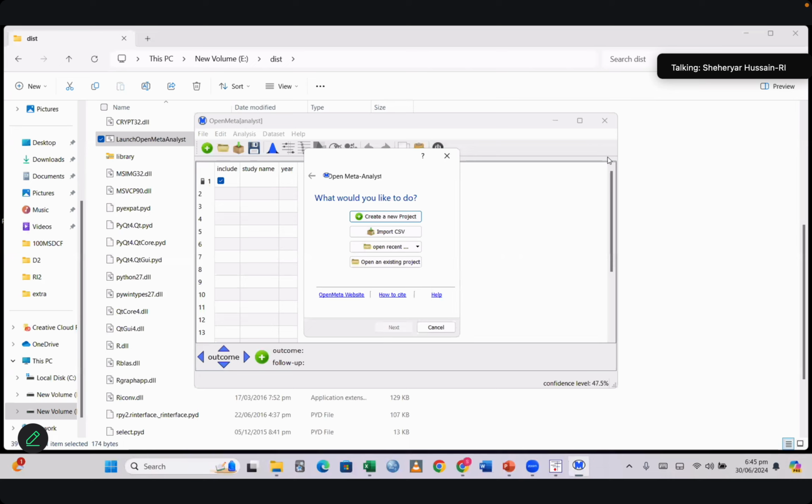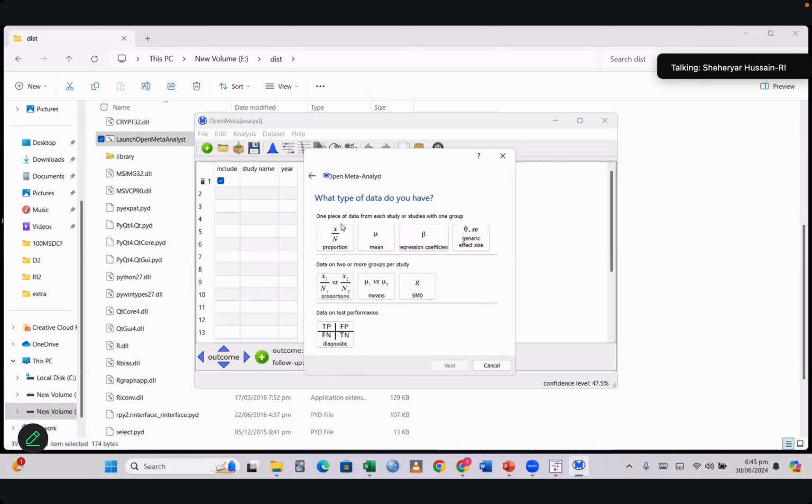Right. Thank you so much, Dr. Radhu. So this is what Open Meta-Analysis looks like. First of all, in order to conduct a single arm meta-analysis, what are you going to do? You're just going to click create a new project. Now in a single arm meta-analysis, do we have two groups or one group? Can you guys tell me?